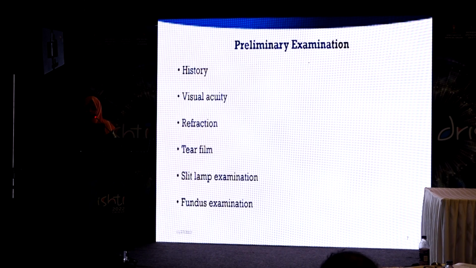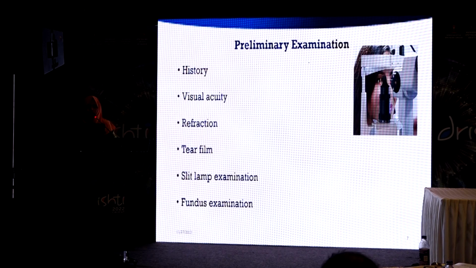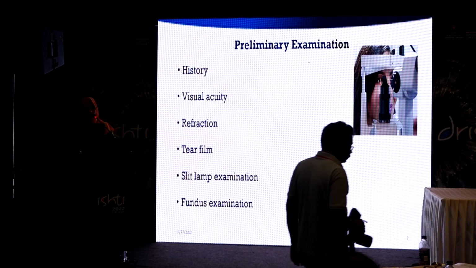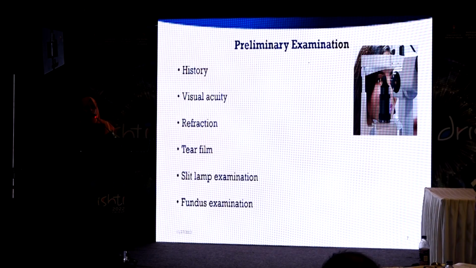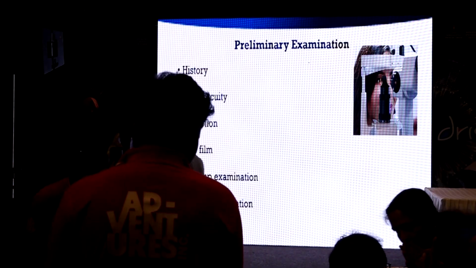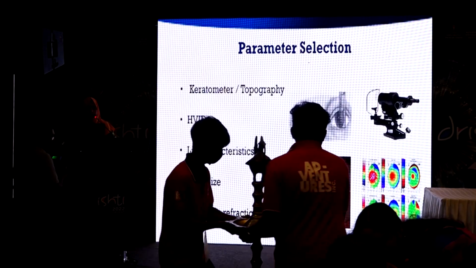After that we come to visual acuity, refraction and tear film. Tear film is one of the most important preliminary examinations where contact lenses are concerned, because if the patient has dryness, what type of material we give will depend upon these tests. And also the slit lamp evaluation, a detailed slit lamp examination, where any lid abnormalities, corneal abnormalities or conjunctival abnormalities will be understood, and also the fundus examination.